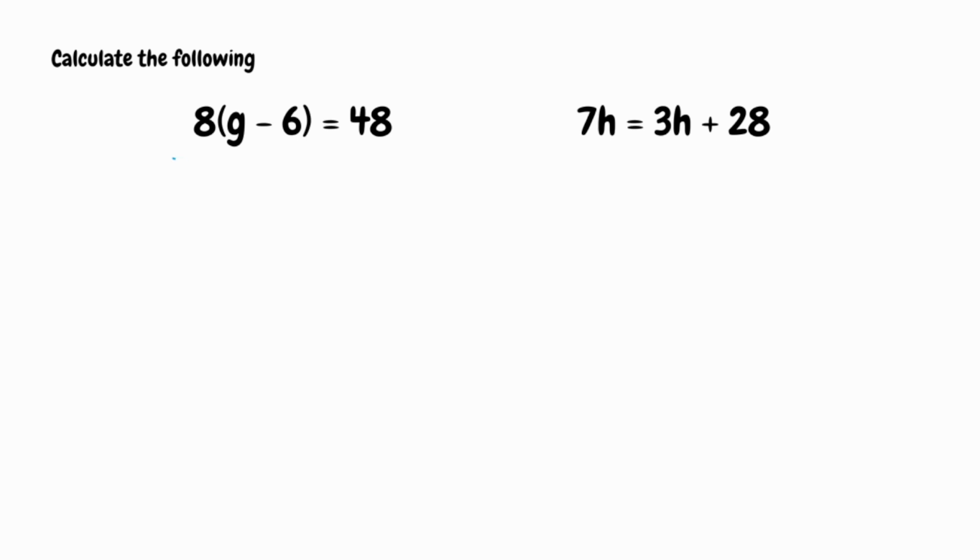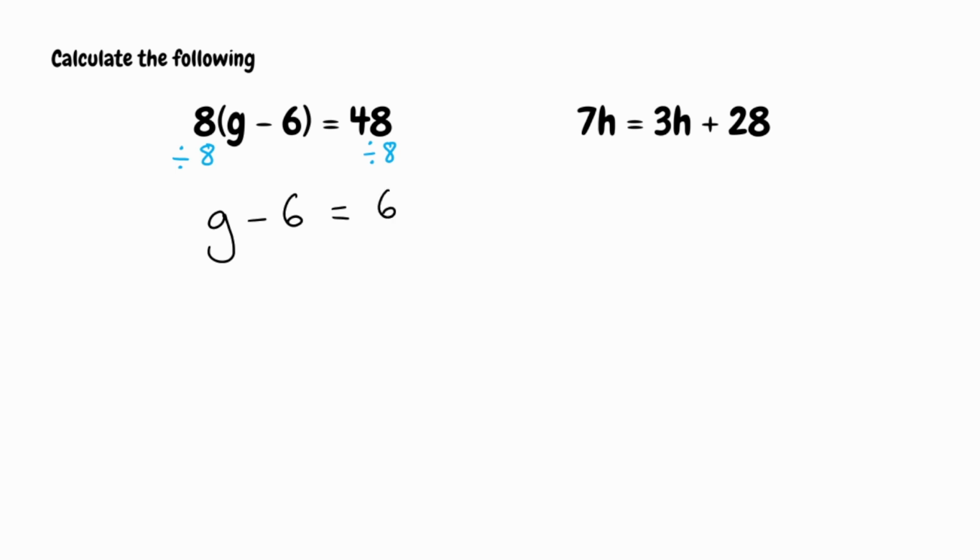So we're actually going to divide the left-hand side of this equation by 8, which means we must also do the same to the right-hand side. So on the left-hand side, the 8s are going to cancel to leave us with g minus 6, and I can write this outside of the bracket now, it's not needed. And now on the right-hand side, we've got 48 divided by 8, well, that gives us 6.